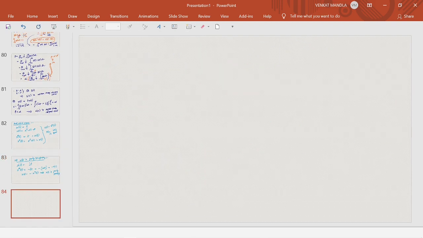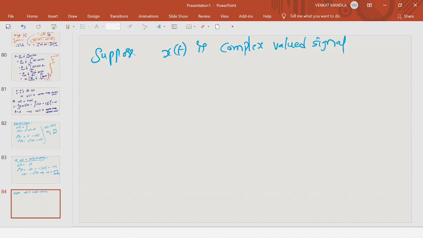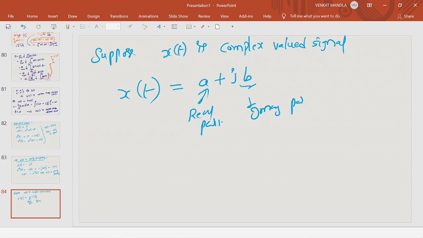And any complex valued signal, suppose x of t is a complex valued signal, that is, suppose x of t equal to a plus jb. A is the real part, b is the imaginary part. So it has both a real part and an imaginary part. This is a complex signal. This a and b are functions of t.